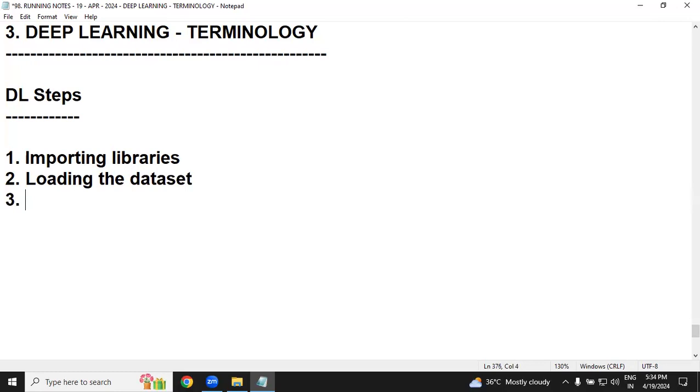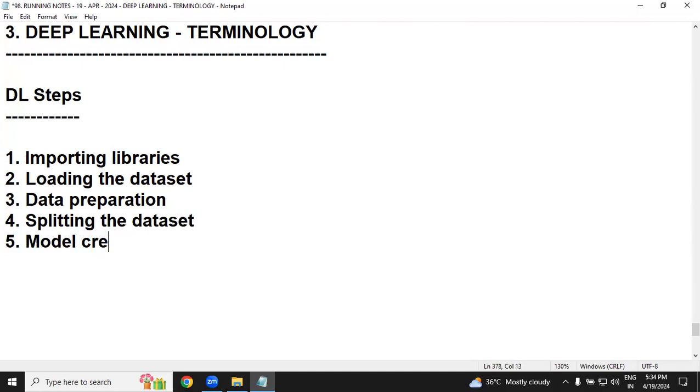The third point is data preparation. This is still optional. Why? Because in deep learning the algorithm can take care of it automatically. The fourth step is splitting the data set. And the fifth one is model creation.